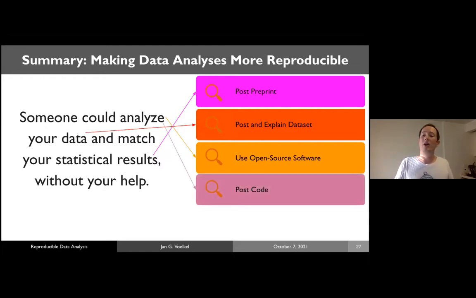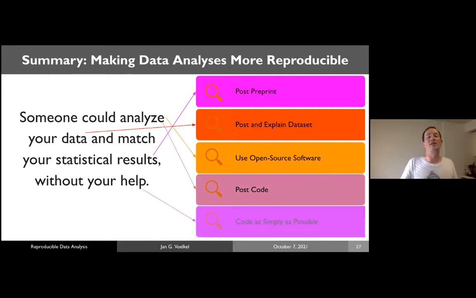Posting your code whenever possible. Try to code as simply as possible, to take whoever is trying to reproduce your results along with you. Make it as easy as possible, or require as few skills and knowledge as possible, to understand how you derived your results.